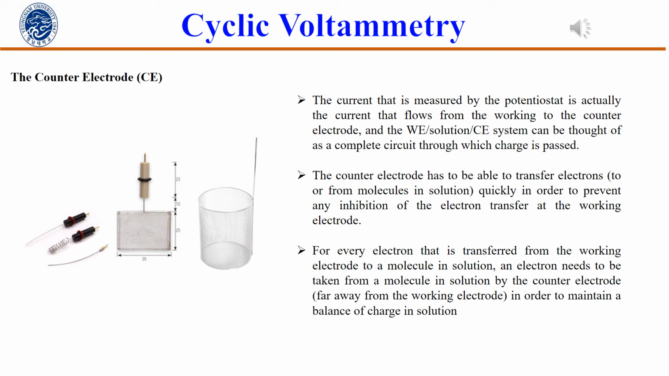So usually when we apply or change the electrode potential, the electrons will flow from the working electrode to the solution and from the solution to the counter electrode, so that the circuit will be complete. The counter electrode has to be able to transfer electrons quickly in order to prevent any inhibition of the electron transfer at the working electrode.